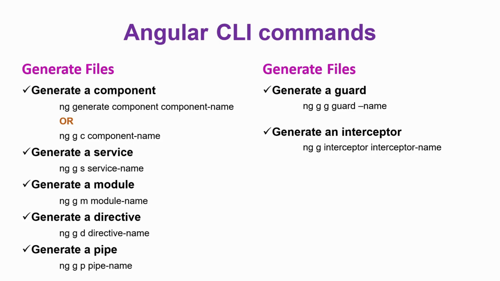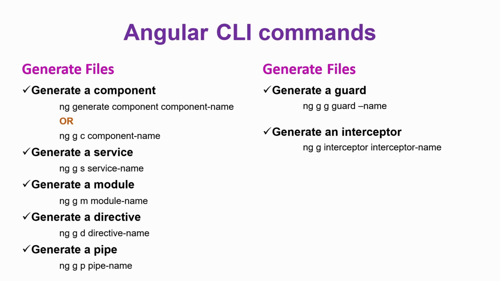Next is generate files. Suppose you want to generate components for your application, then you can execute this command, that is ng generate component name, or ng g c component name. G for generate, C for component. If you want to create service files, at that time you can use ng generate service name, or simply you can write ng g s service name. Same for the module, if you want to create a module, at that time you can execute the command ng g m module name.